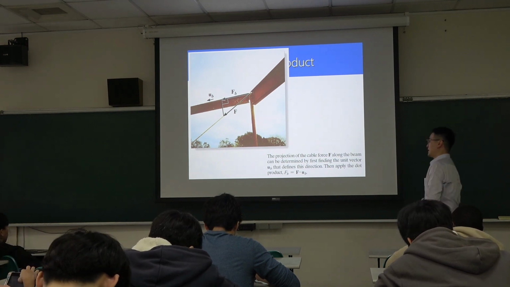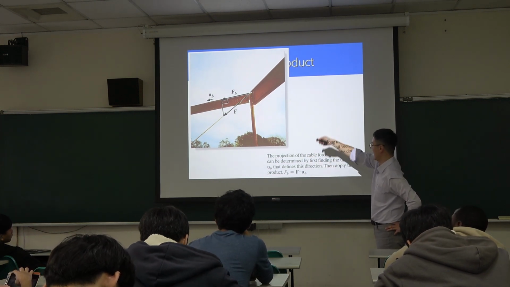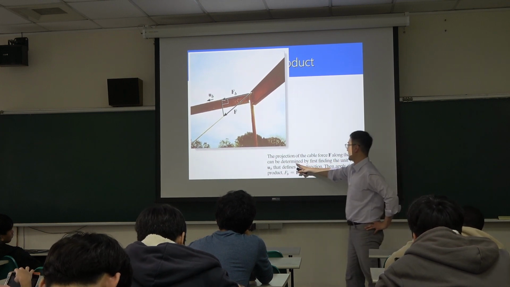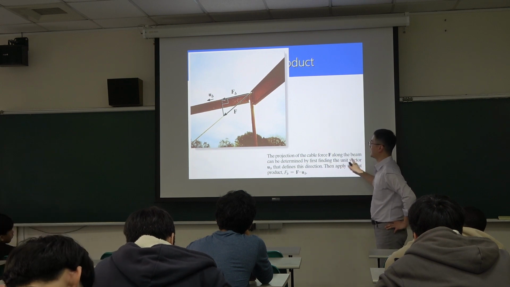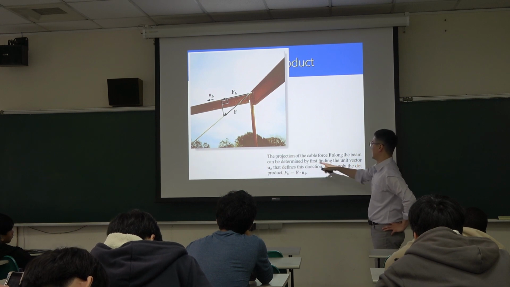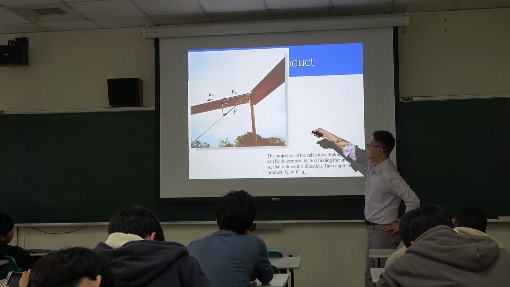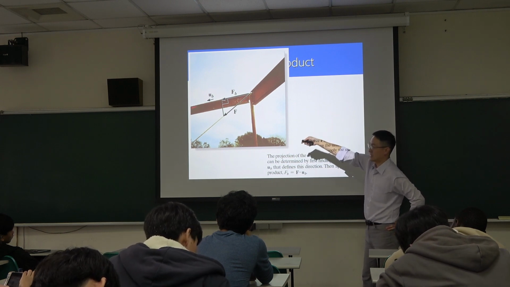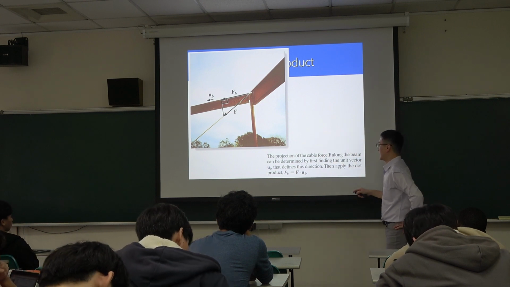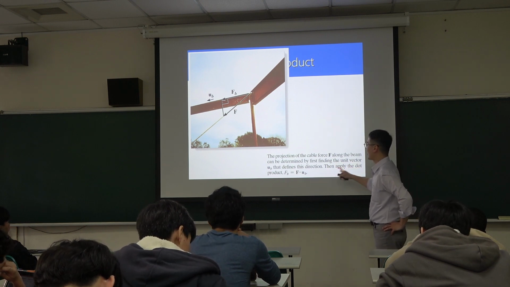Okay, the projection of the cable force here along the beam can be determined by first finding the unit vector that defines the direction. We use the unit vector to define this element, to define the direction. Then we can apply the concept using a dot product.